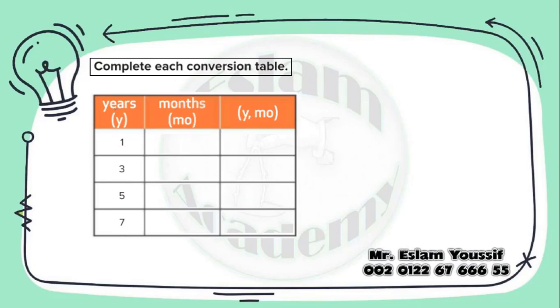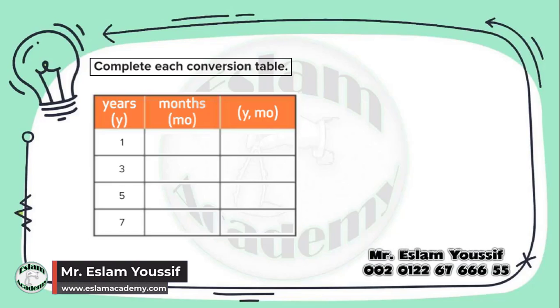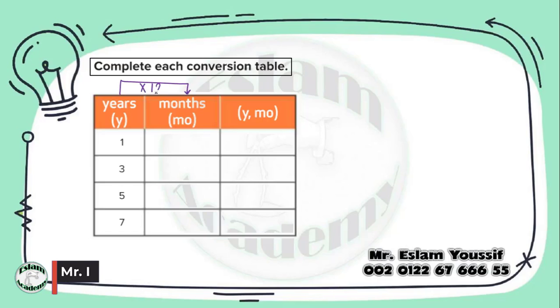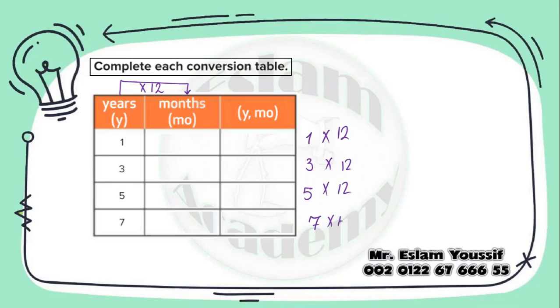In this problem, we need to convert from years to months. As we know, if we need to convert from the greatest unit to the smallest unit, we need to multiply. 1 year is equal to 12 months. So we multiply by 12. We write the number of years without any change. For each 1 year, we multiply it by 12 to find the number of months. 1 times 12 equals 12. So we have only 12 months for each 1 year. So it will be represented 1 and 12.